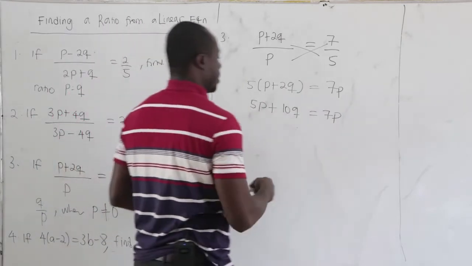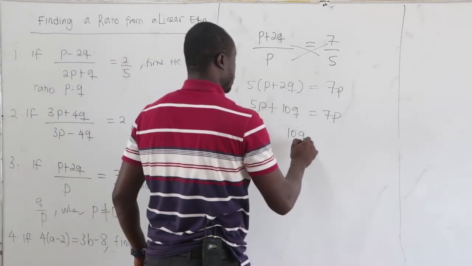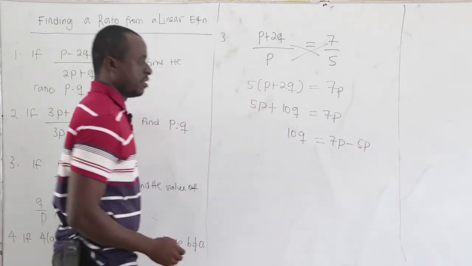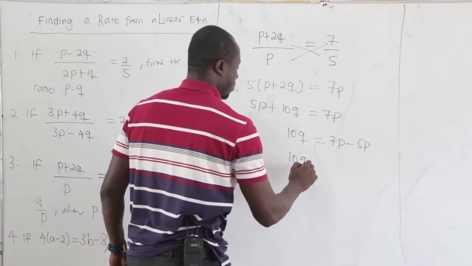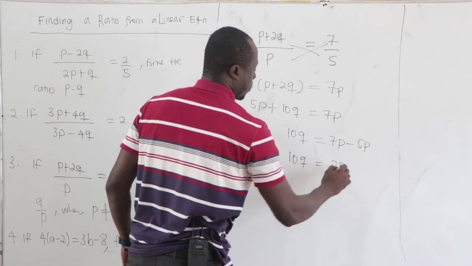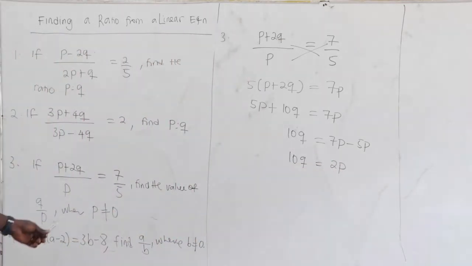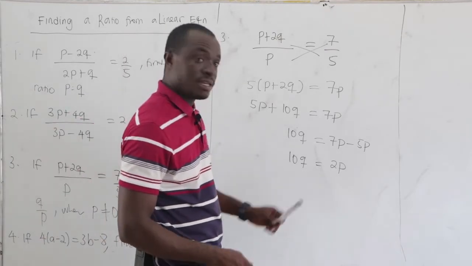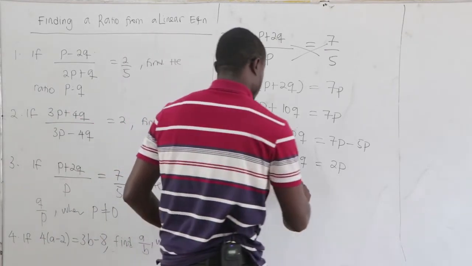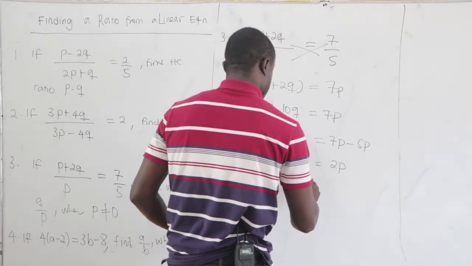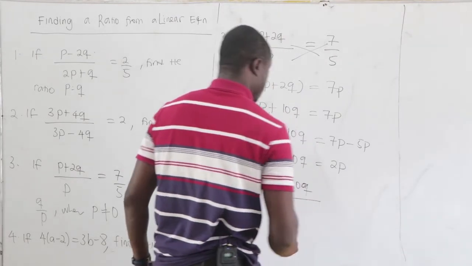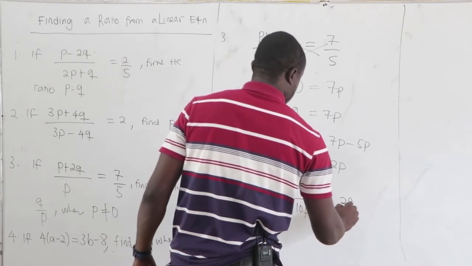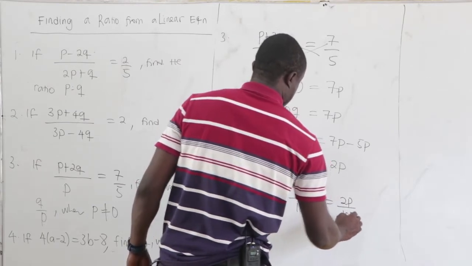Now let's take this to the other side. So you have 10Q equal to 7P minus 5P. So we have 10Q equal to 2P. What do we want to find? Q over P. So let's divide both sides by, that is 10P. So you have 10Q all over 10P equal to 2P all over 10P.